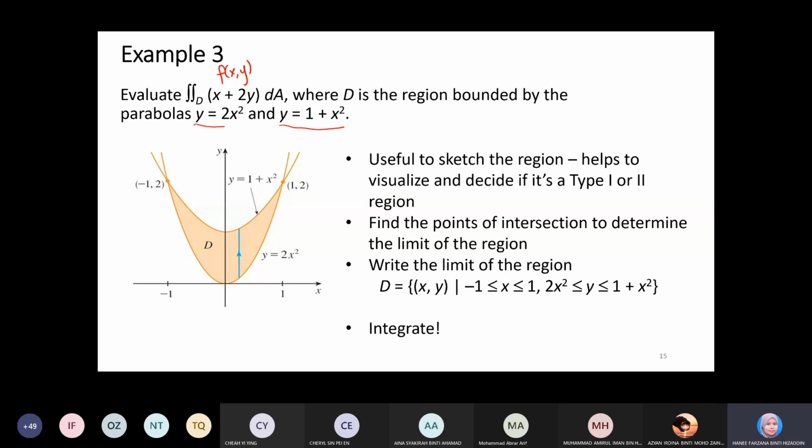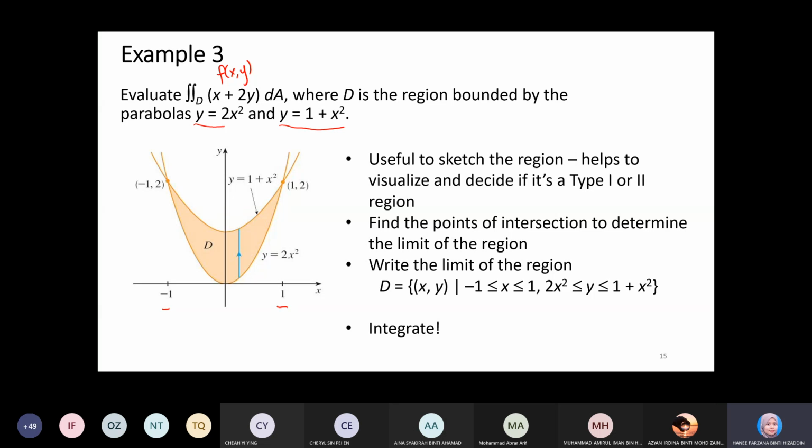Is this a type 1 or type 2 region? Type 1, right? Because you see the limits on the x-axis are between -1 and 1. It's a value there. But the limits for y are a function of x. Now we want to find the points of intersection to determine the limits of the region.